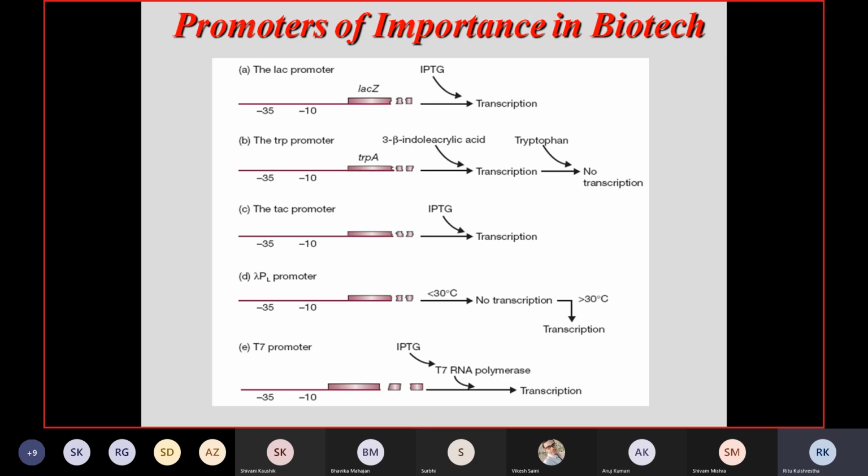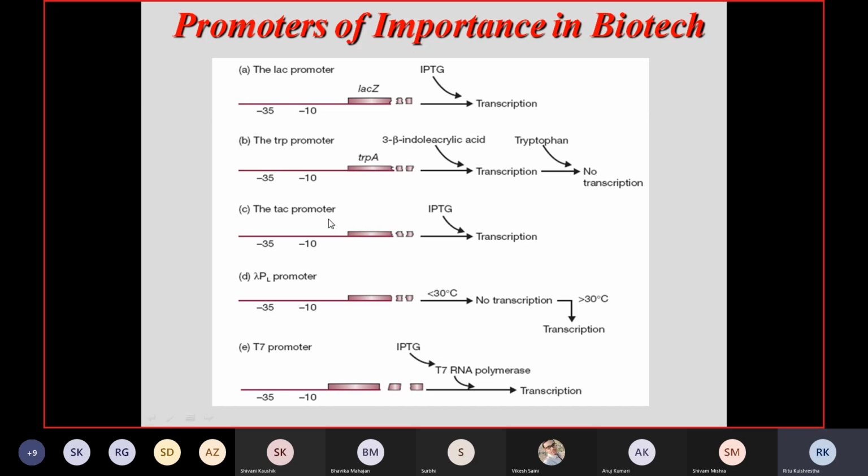And now if I want to switch off this promoter, then I will provide tryptophan from outside. So again, there will be no transcription. So this is how the tryptophan promoter is regulatable. You add a certain chemical, it induces the transcription. You add another chemical, it decreases the transcription.